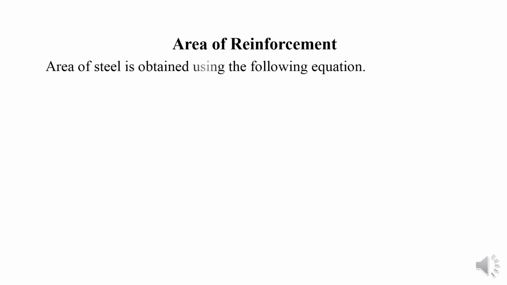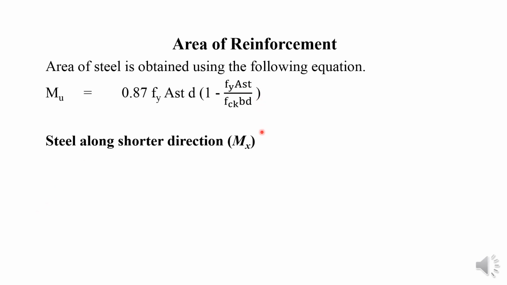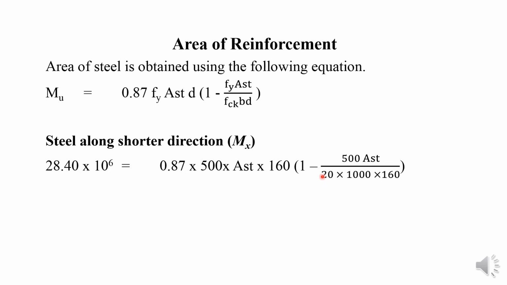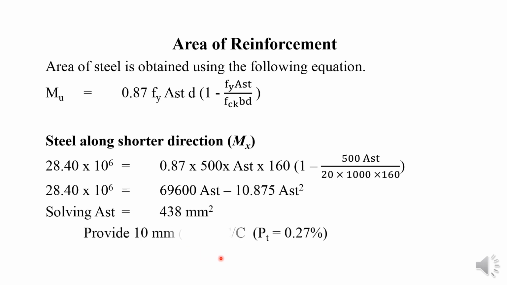So area of reinforcement. Already we know the formula for Ast, that is M equal to 0.87 fy Ast d, 1 minus Ast fy divided by fck b d. So along the shorter direction, Mx we have to find out using this relation. So moment along x direction is 28.40 into 10 power 6. Substitute all the values and finally we get Ast equal to 438 mm square. So provide 10 mm diameter rod at 175 mm center to center. Percentage of steel reinforcement is 0.27%.